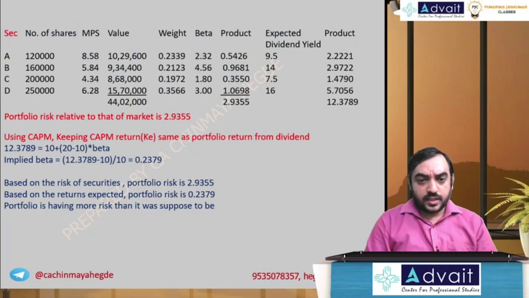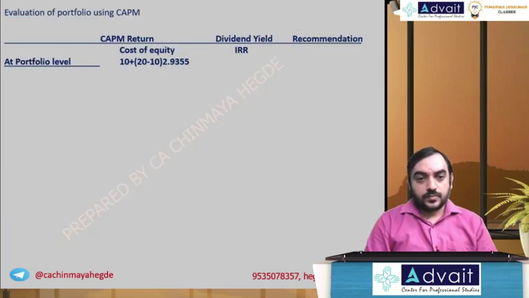Ten and 20, right? That is the correct number. 10 and 20 plus 10. 39.355. Okay. Then what is the dividend yield you're expecting from this stock?